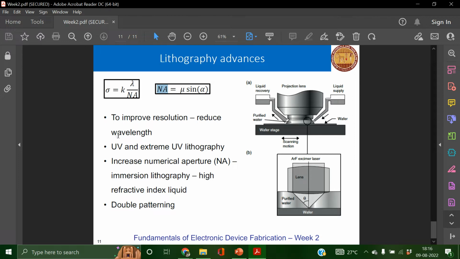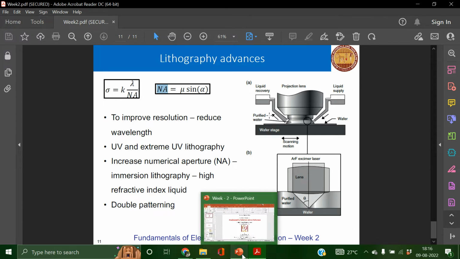To improve resolution, reduce the wavelength: UV and extreme UV lithography can be used. Then increase the numerical aperture by using immersion lithography or by using double patterning. That is, first we etch off a layer and then repeat the process again to achieve smaller length scales. So that is the recap of the second week.